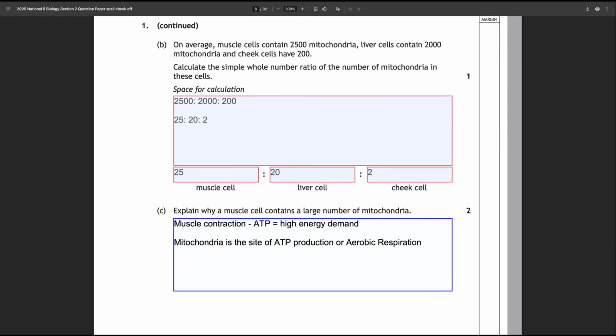Why does it have a large number of mitochondria? Because there's a high energy demand for that type of cell, for the muscle cell, because of muscle contraction, which we know requires ATP. And then we link it to a respiration topic where we know that mitochondria are the site of the second part of respiration, that aerobic part, and where we require oxygen. Okay, so that's your 2 marks.